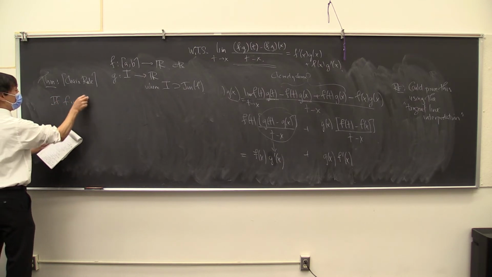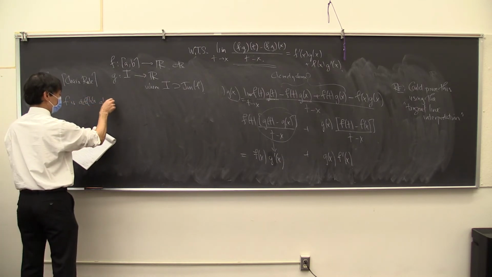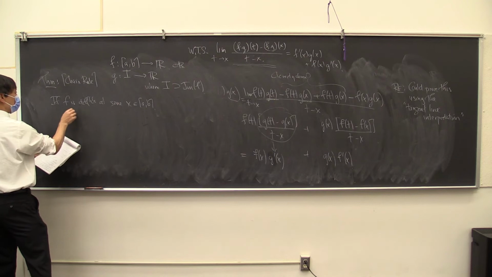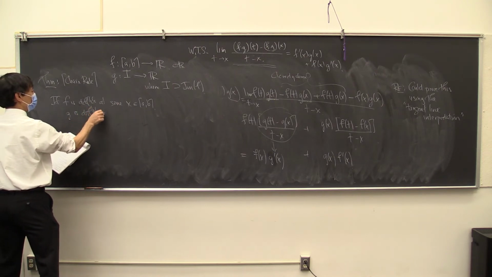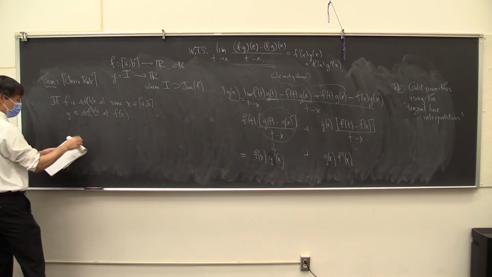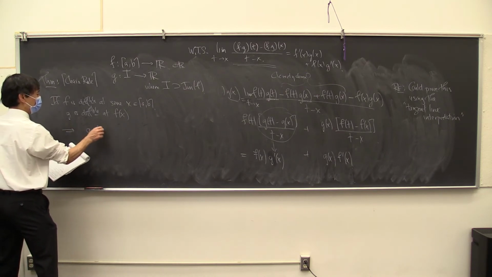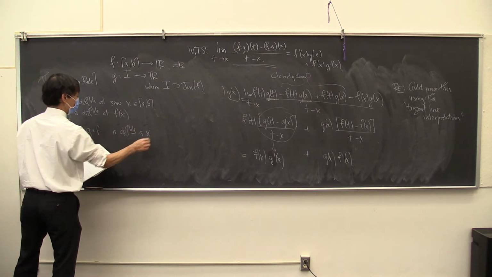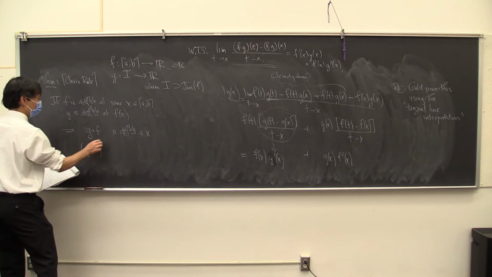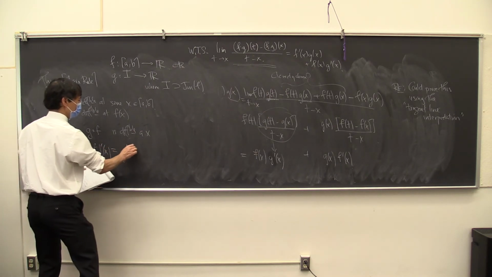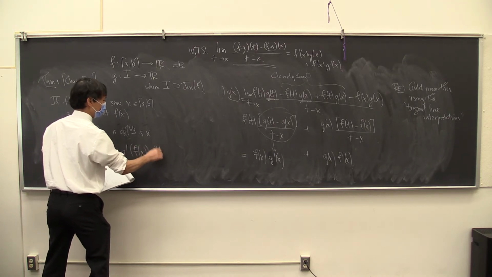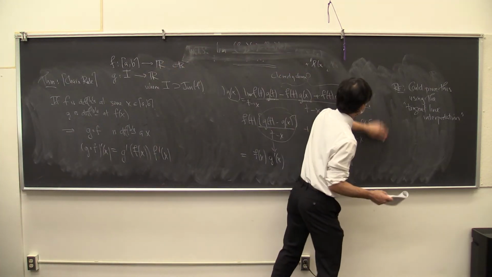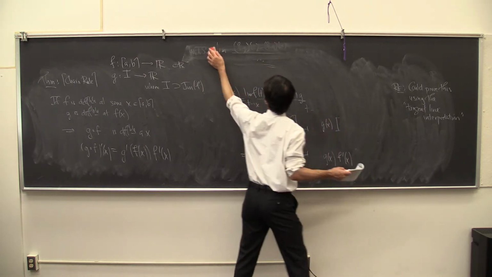If f is differentiable at some point x in (a, b), and g is differentiable at f of x, then, as you know, the composition is differentiable at x with the derivative being the derivative of g evaluated at f of x times f prime of x. Right? I'm sure you're very familiar with this statement.